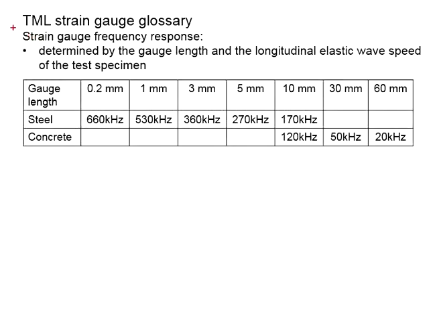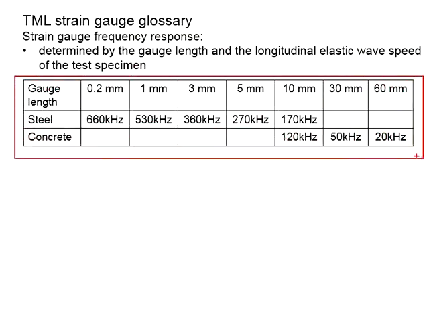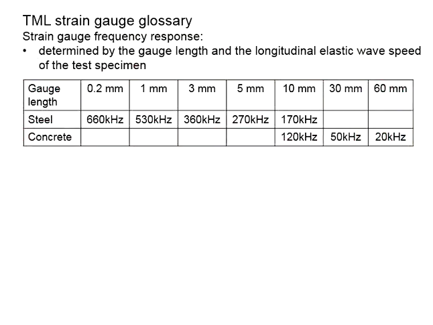Next, we talk about the shrinkage frequency response. It is referring to the longitudinal elastic wave speed of the test specimen. This wave speed differs by the gauge length, as listed by the table here. You will see that the shrinkage used to measure the strength of steel are in the range of 0.2 mm to 10 mm.